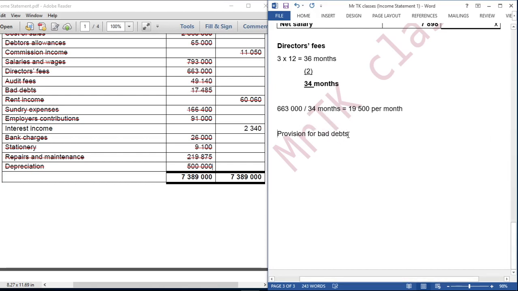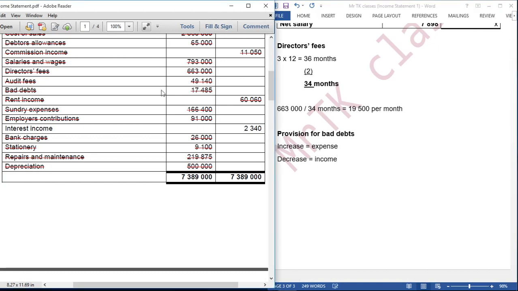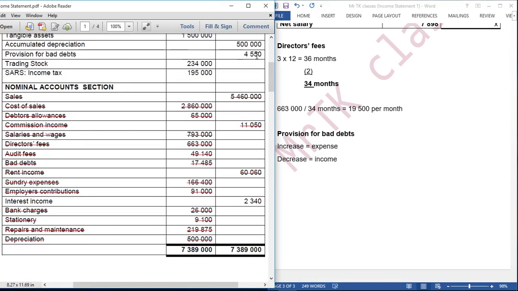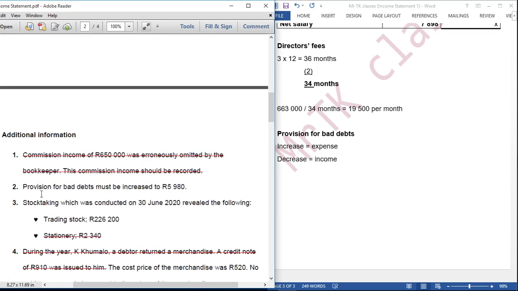So the rule of thumb is, if there is an increase, it means that you should recognize an expense. If there is a decrease, it means that you should recognize an income, right? Why? Because this amount that you are seeing here, provision for bad debts, 4,550, is the amount that was there at the beginning of the year. Now, at the end of the year, we have a new amount, the one that is here.